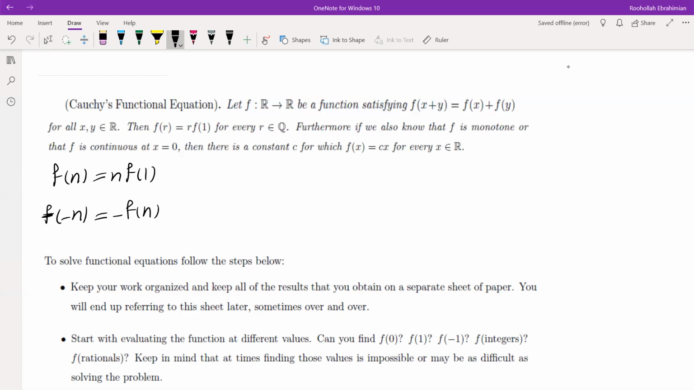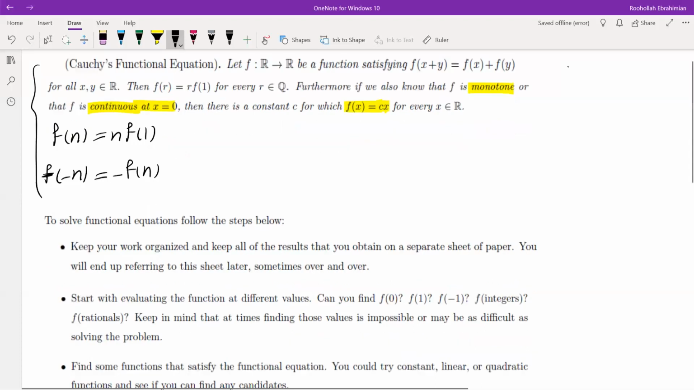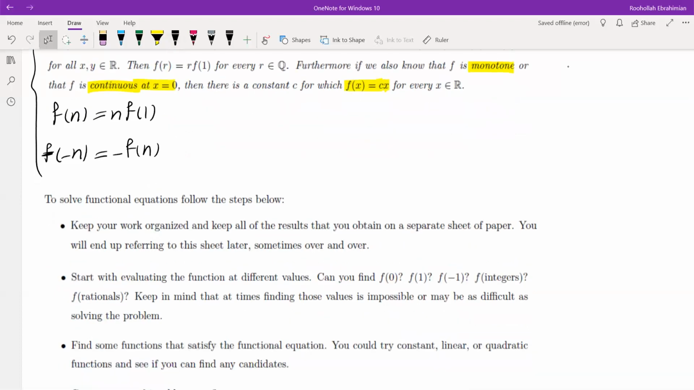And if you have one condition on f, it could be monotone, it could be continuous. In fact, just continuous at 0 is enough. Then you can show that it's a linear function, so it must be c times x. So that's a really useful functional equation. Now, I want to go through a bunch of techniques that we use for functional equations, and then I'll show you in one example how to solve a specific functional equation.